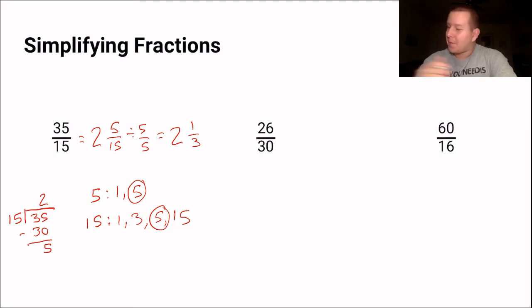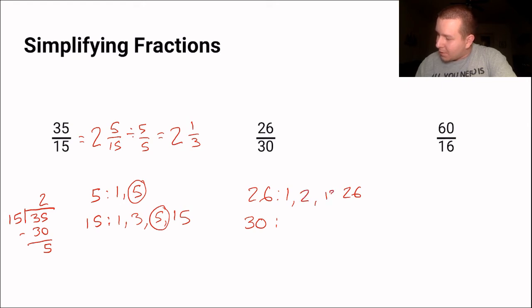Let's try another problem. So we have 26 over 30. Great, this one's already a proper fraction, so we don't have to worry about changing it into a mixed number. So we're going to list the factors of 26 and 30, okay? So 26 has a few factors, okay? We would say 1 and 26, and then the only other one would be 2 and 13. So just a short list here, but it does have more than one, so it is a composite number.